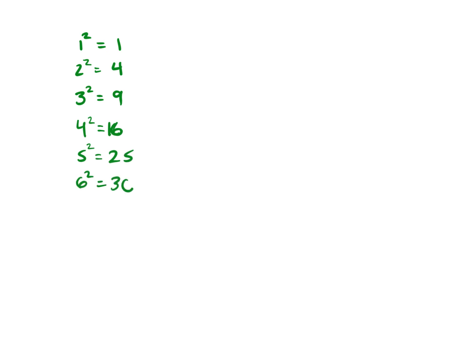So 1 squared would be 1. 2 squared is what? 4. What's 3 to the second power? 9. 4 to the second power? 16. 5 to the second power? 25. 6 to the second power? 36. 7 to the second power? 49. 8 to the second power? 64. 9 to the second power? 81. 10 to the second power?